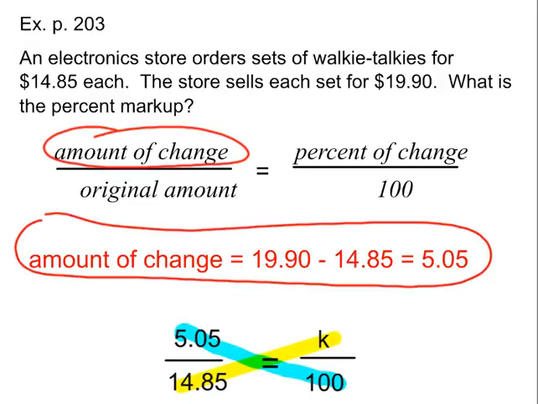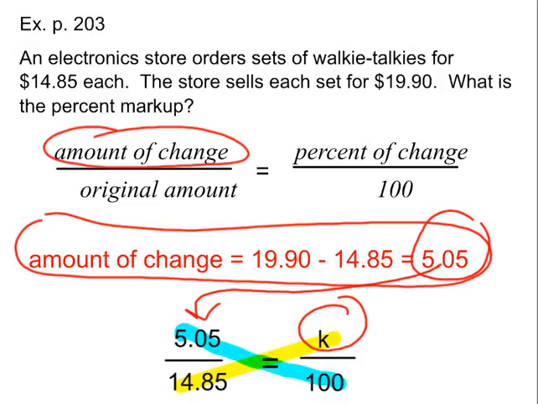They sold it for $19.90. It cost them $14.85. The difference is $5.05. That's our amount of change. So we put the $5.05 in the numerator. The denominator is the original amount, what they paid for it originally, and that's the $14.85. We don't know the percent, so we use a variable. We're going to use the letter K. And remember, percent is always over 100. So we set up our proportion.